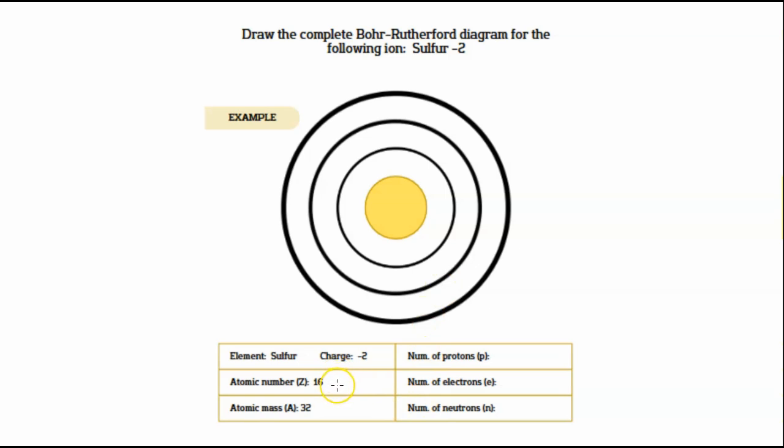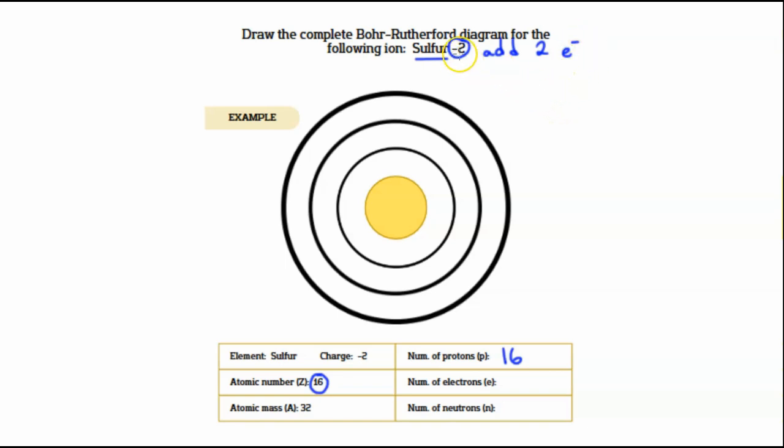So in this example, we have sulfur. And sulfur is going to have an ionic charge of -2. So the number of protons is still going to be 16. Now the number of electrons is not going to be 16. What we have to do is, since we have a -2 charge, this means we have to add 2 electrons. That means we have 2 more electrons.